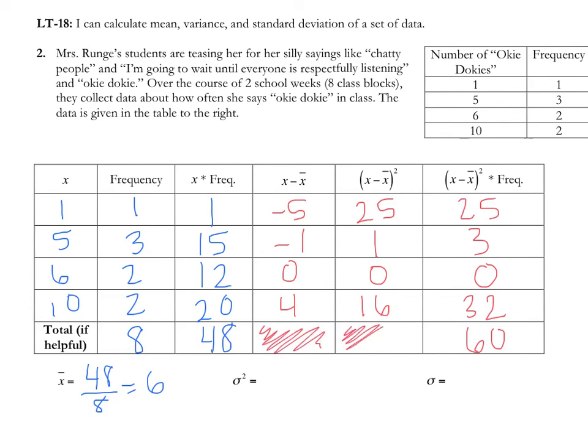Now if you notice, neither of these totals were useful to us, so I always like to color them in and get rid of them. And our variance is going to be the sum of this column divided by the total number of data points there are, which is 8. So our variance is 60 divided by 8, which is 7.5.